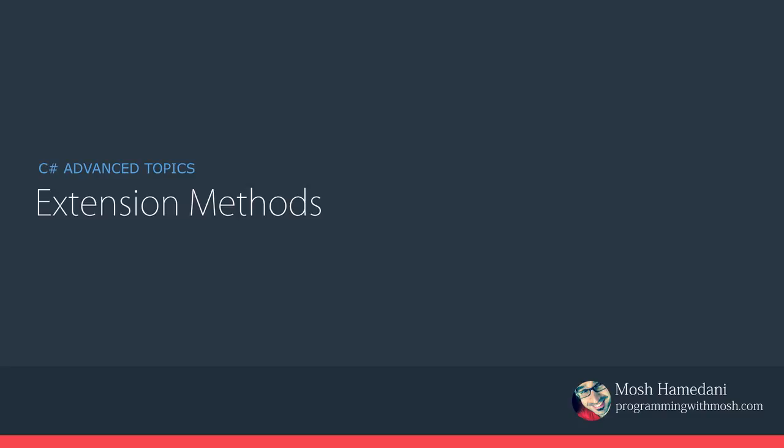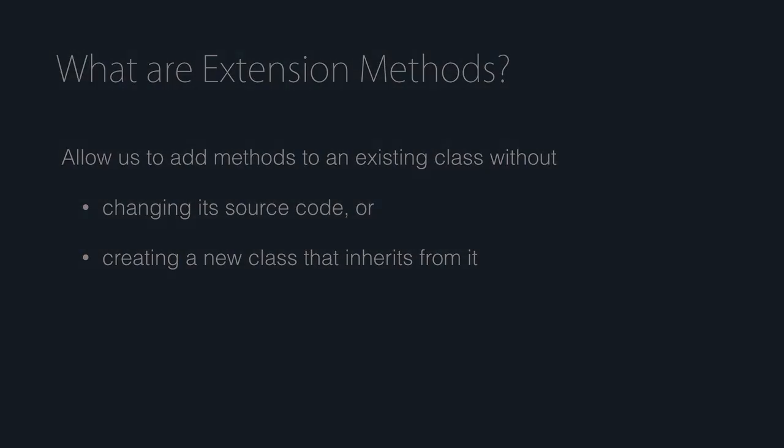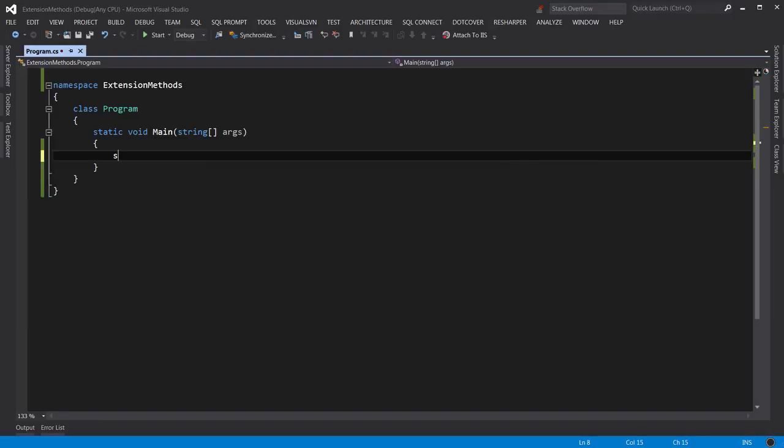Okay, extension methods. What are extension methods? Extension methods provide us the ability to add methods to an existing class without changing its source code or creating a new type that inherits from that. Let me show you an example here. Think of the string class. Let's say we have a string variable called post, which supposedly should contain a long blog post. So this is supposed to be a very long blog post, blah, blah, blah.